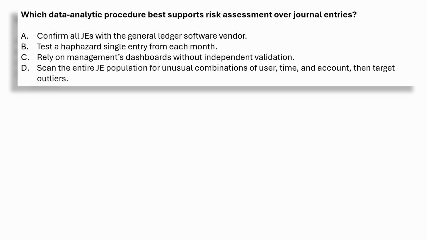Correct answer? Option D. Here's how I frame it in my head for exams. If the option smells like lazy audit work, haphazard, relying on management, irrelevant confirmation, throw it out. If the option screams all data plus focus on the weird stuff, that's the winner. And journal entries, the devil hides in the outliers. So scan everything, then chase the oddballs.